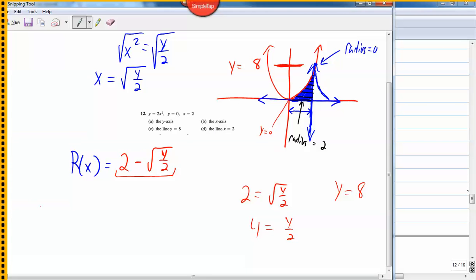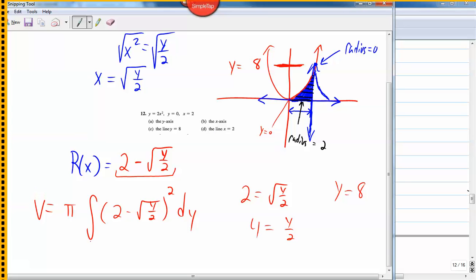Now, volume equals pi times the integral of, this is my radius, 2 minus the square root of y over 2, squared, dy. Now what are my boundaries? Since I have x equals a function of y, I have r of y here, but it's really just x equals this. So don't let that confuse you. What are my boundaries? They need to come from the y. 0 and 8.